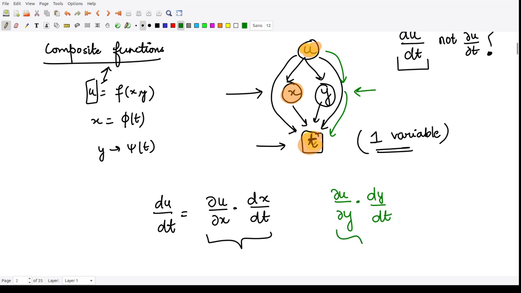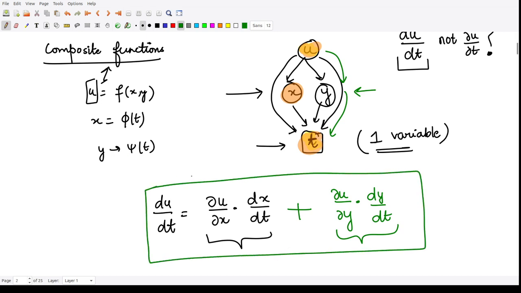And why have we multiplied these two terms? Because both of these events are to occur together. So that is why multiplication. And you could calculate the derivative from either of these paths. So you have an 'or' here, and by 'or', if you have studied that in physics, you mean plus. So in effect, the total derivative du by dt is equal to del u by del x into dx by dt plus del u by del y into dy by dt. So this is the derivative of u with respect to t whenever u is a composite function.